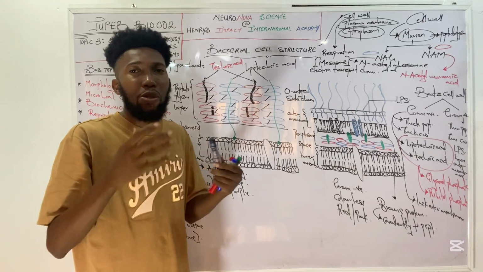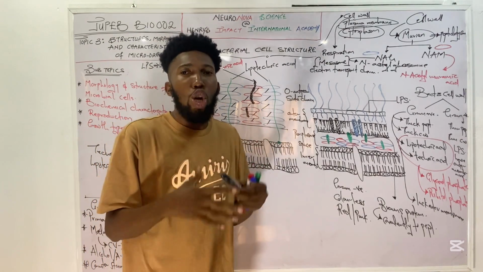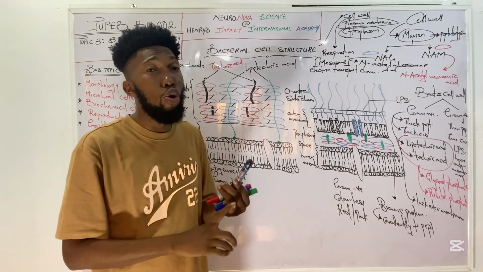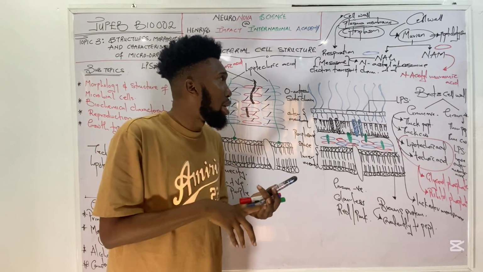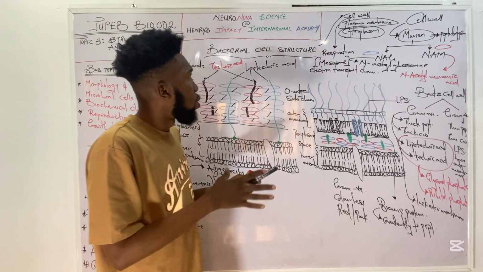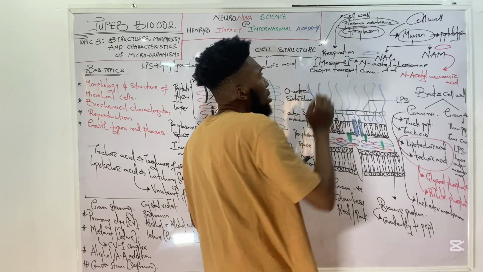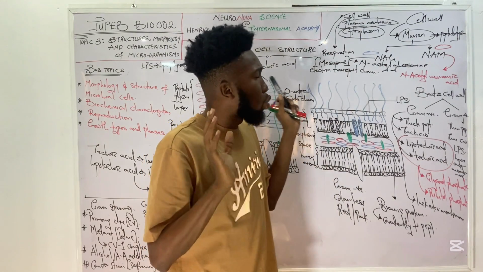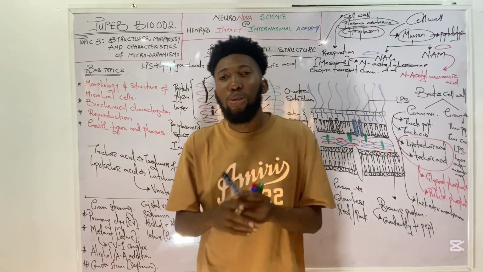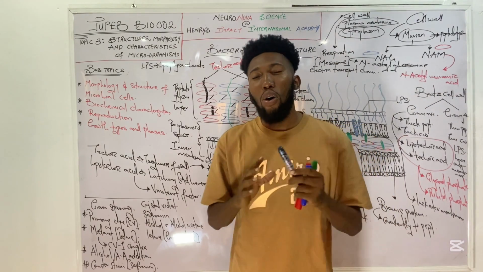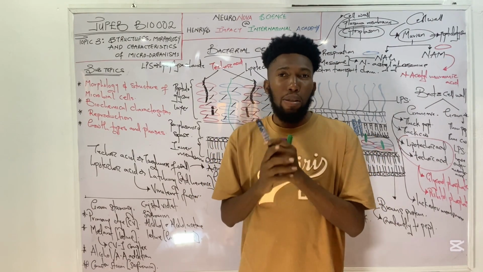The cytoplasm helps in suspending all other organelles within the bacterial cell, like the ribosome, like your nucleoid, the DNA strands, and all those things. They are all found within the cytoplasm. So with what we've done right now, we've been able to conclude the morphology and structure of the bacterial cell.